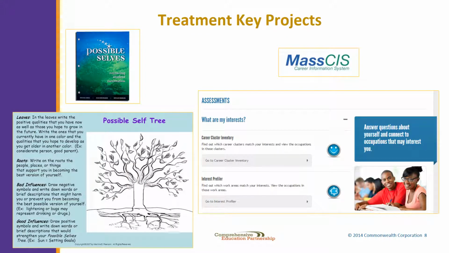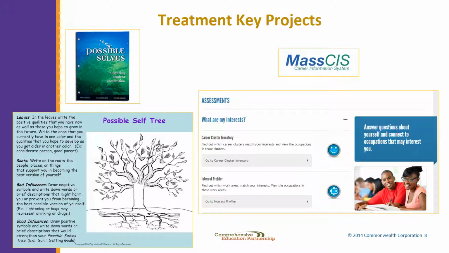Two key elements of the treatment curriculum are the Possible Selves Tree and the Massachusetts Career Information Systems (MassCIS) website. Students will create their possible selves tree to reflect on who they are as a person, a learner, and a worker. They will identify their strengths, obstacles, goals, and pathways to success.